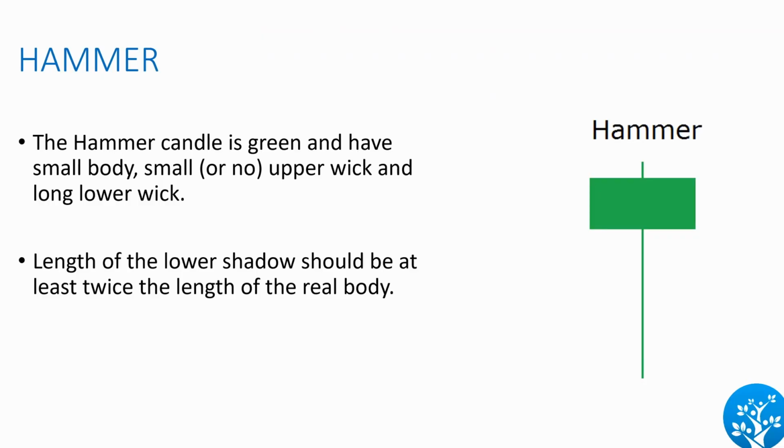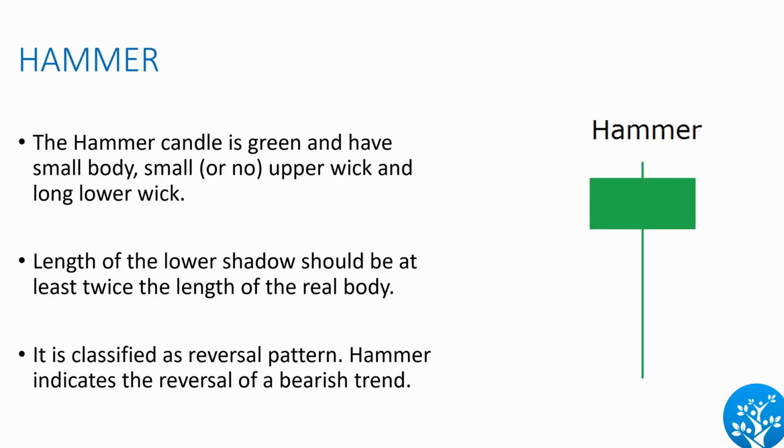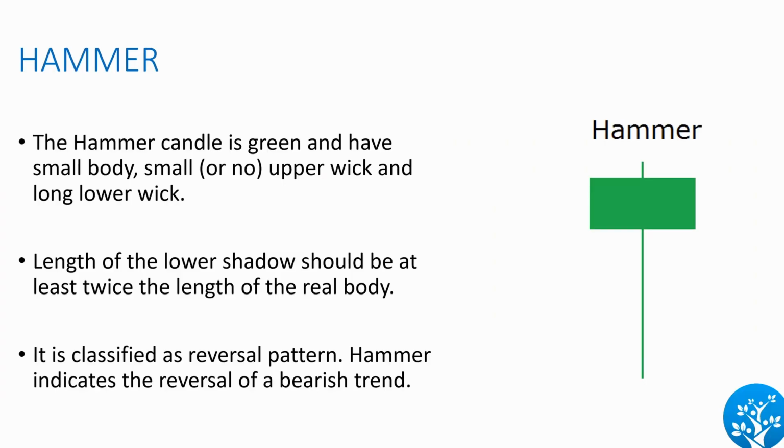A hammer candle also classifies as a reversal candle. Hammer indicates the reversal of a bearish trend. If the price was continuously falling down, and then you have a hammer candle, that indicates that the price that was continuously falling down might now reverse. In a hammer candle, you can see this is the headline. The long wick is on the downside, and the blue line connecting the long wick with the body is at the opening of the hammer.